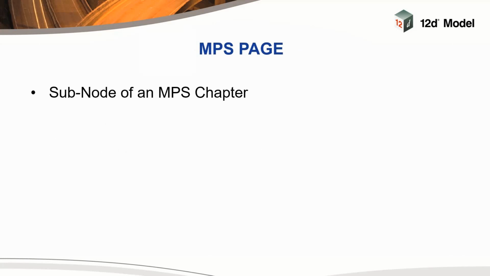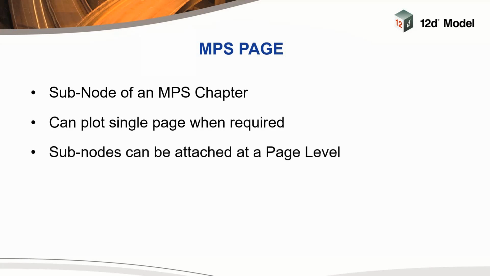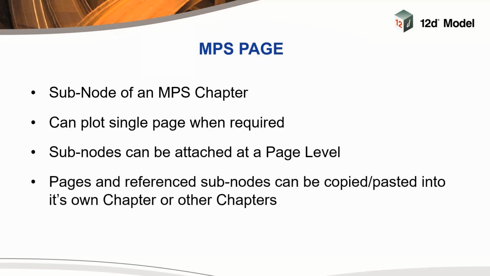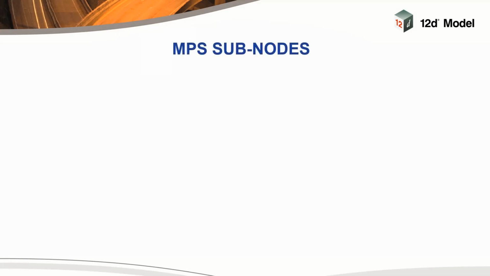An MPS page is a subnode of a chapter. You can plot a single page when required. Subnodes can be attached at a page level. And pages and reference subnodes can be copied and pasted into their own chapter or into other chapters.